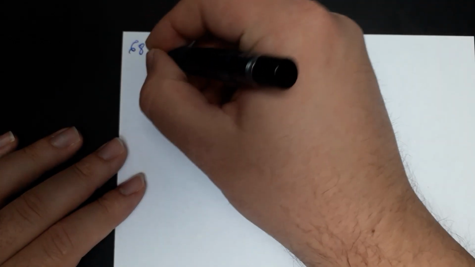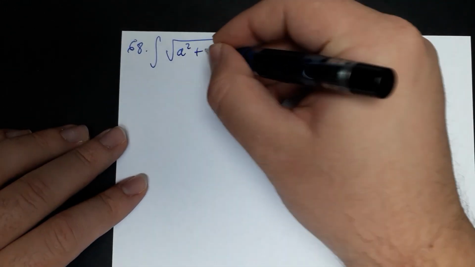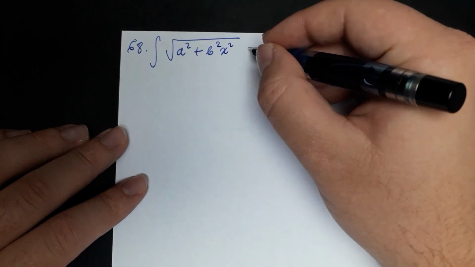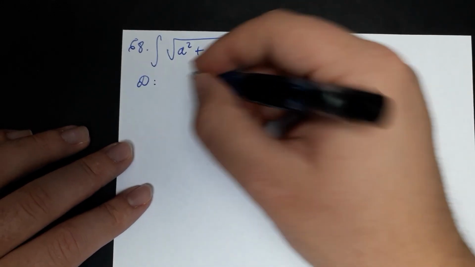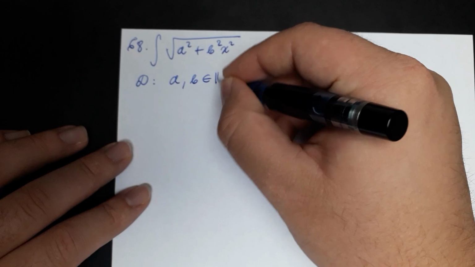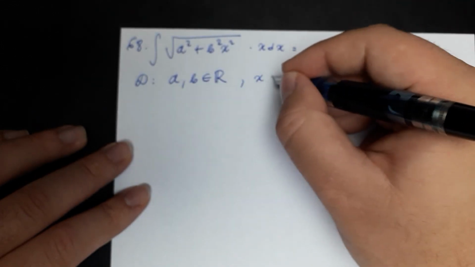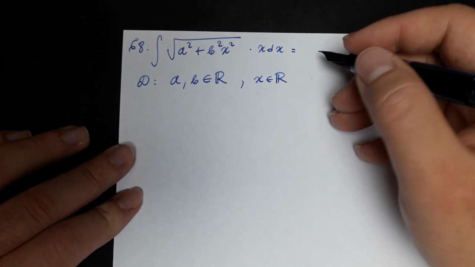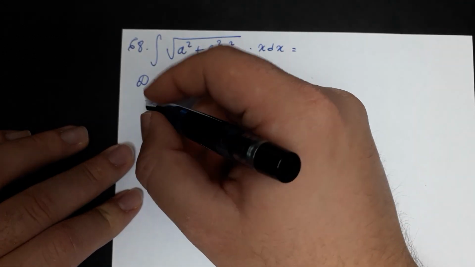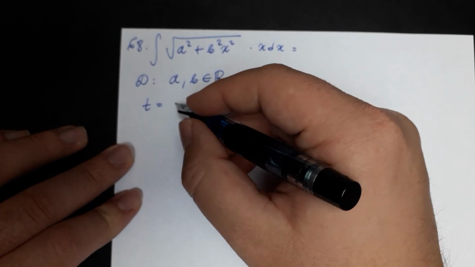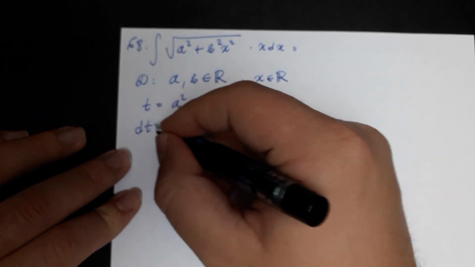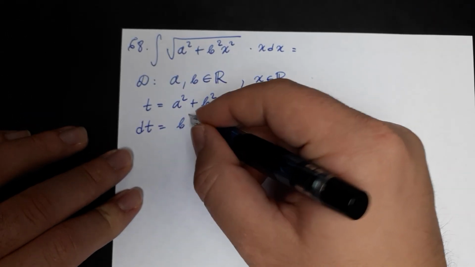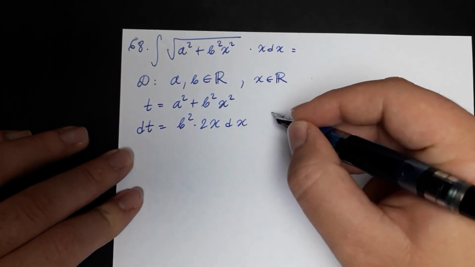Problem number 68 on our list is an integral of the square root of a squared plus b squared x squared times x dx. Now, the area in which this integral is defined is for all parameters a and b, which are real numbers, and a variable x, which is a real number. So this then can be solved using a substitution that t is equal to a squared plus b squared x squared, and then differential of t is equal to b squared times 2x dx.